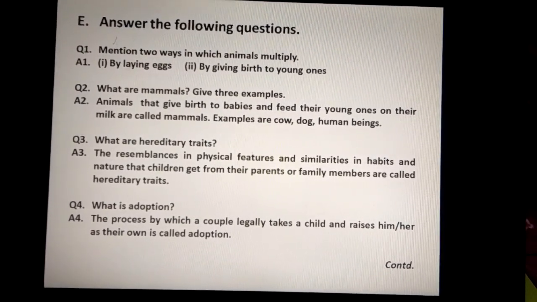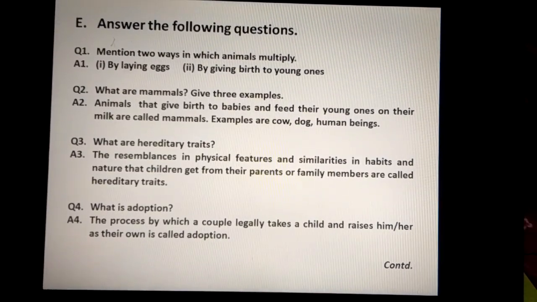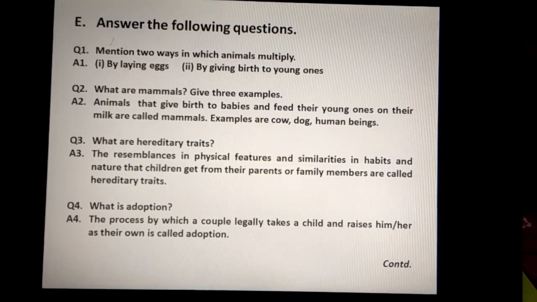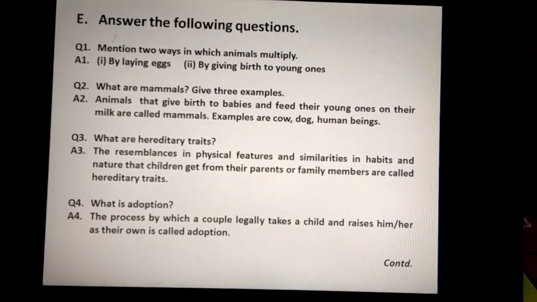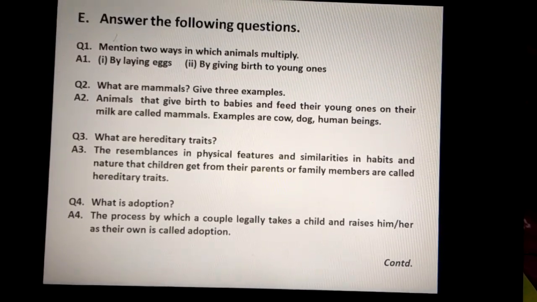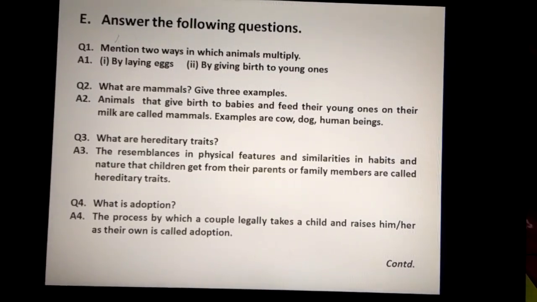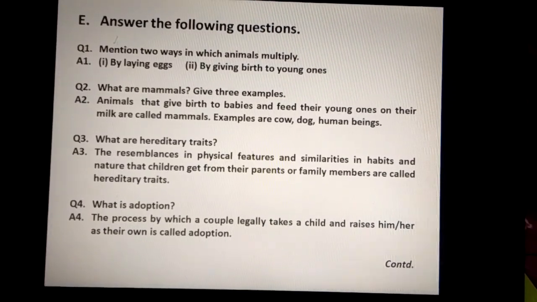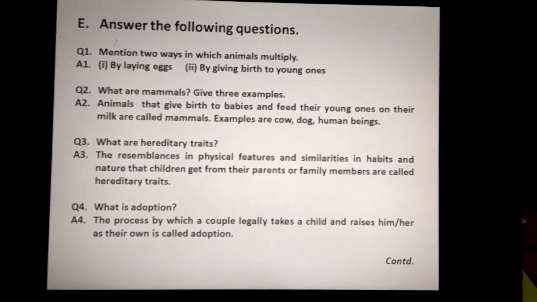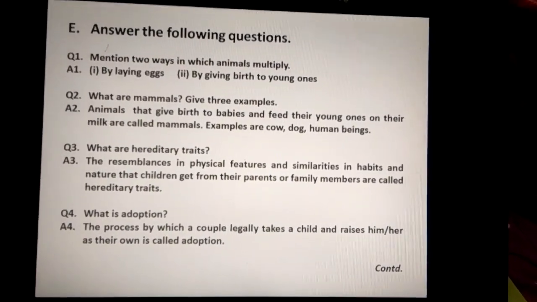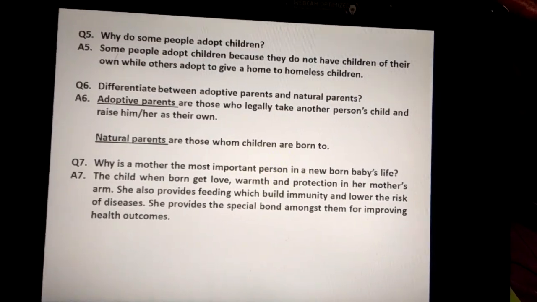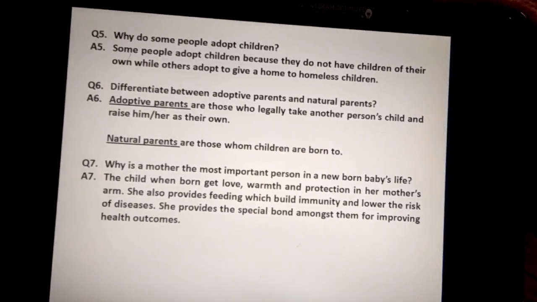What are hereditary traits? The resemblance in physical features and similarities in habits and nature that children get from their parents or family members are called hereditary traits. Question 4. What is adoption? The process by which a couple legally takes a child and raises him or her as their own is called adoption.